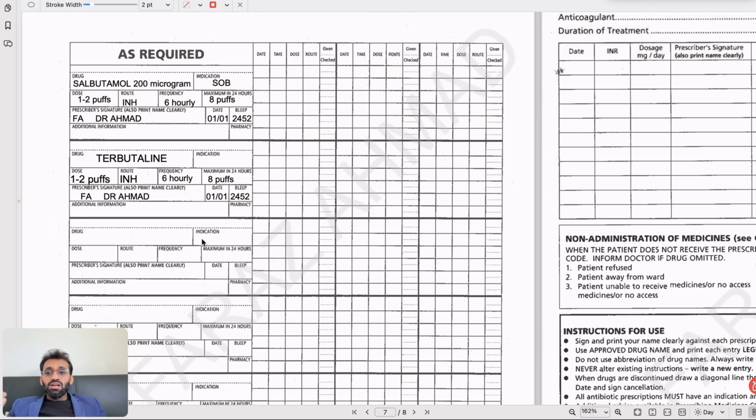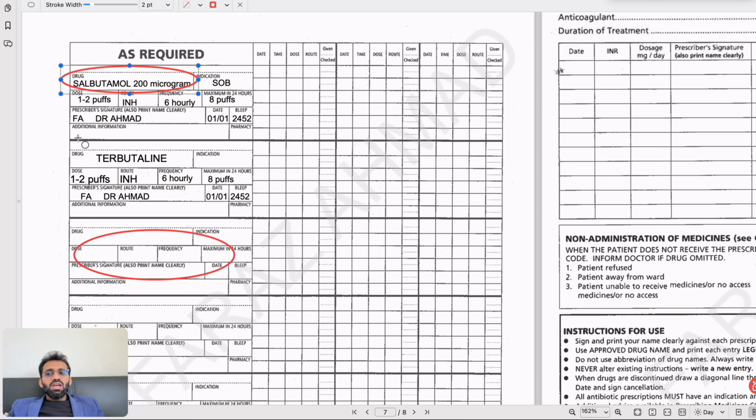That was for erectile dysfunction, and I have not written that in this because that's needed while the patient is admitted in the hospital. Okay, so salbutamol is 200 microgram. Indication is shortness of breath. So dose is 1 to 2 puffs of the 200 microgram. Don't skip this 200 microgram. Okay, route is inhaled, 6 hourly. You can take a maximum of 8 puffs. Your signature and your name, date, and the bleep number same.